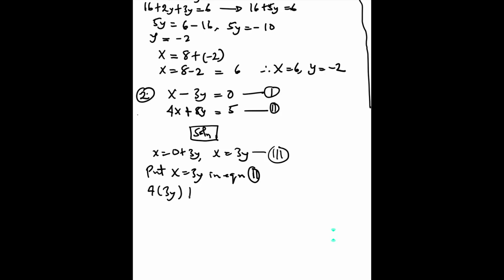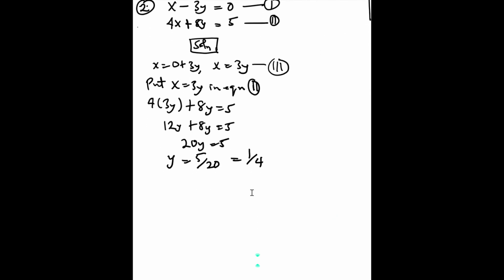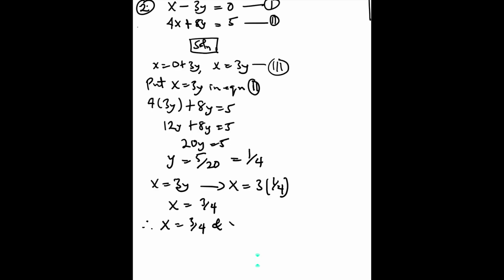That will be 4 into 3y plus 8y equals 5, right? So 4 times 3 will be 12y plus 8y equals 5. So that will be 20y equals 5. So y will be equal to 5 over 20. 5 divided by 20 will give us 1 over 4. Okay. And now we know that x is equal to 3y, right? So that will be x equals 3 times 1 over 4. So x will be equal to 3 over 4. Therefore x will be equal to 3 over 4, and y is equal to 1 over 4. So that will be the answer for that.